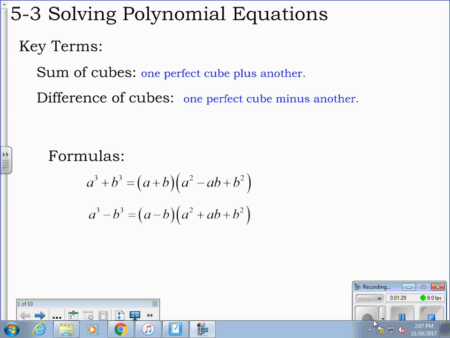I have a number cubed, or an object that's cubed, plus another object that's cubed. Okay? So I have a cubed plus b cubed. When I factor that, I get a plus b, same sign. And then I get a squared minus the two objects multiplied plus the last one squared. If you look at these two formulas, they are almost exactly the same. The only difference between the sum of two cubes and the difference of two cubes is the pluses and minuses.